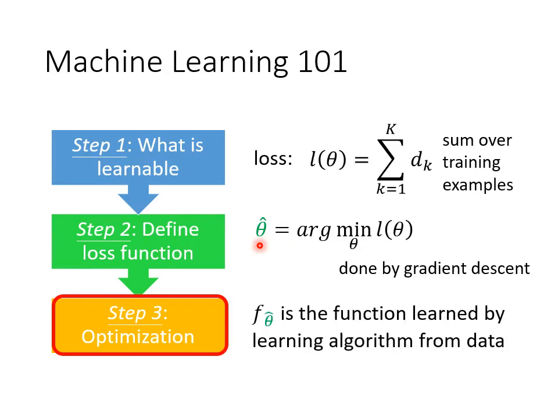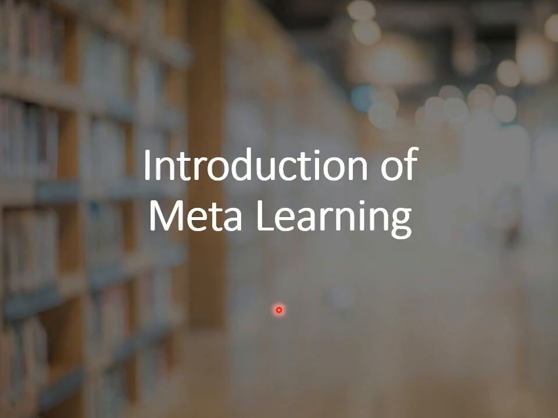Then after you have theta hat, f theta hat is the function you find. This is the function you found by machine learning, and you can use this function in classification. So this is machine learning. And I know this is something you have already known the first day you learned machine learning. So I think you already feel very bored. So let's quickly move to meta-learning.